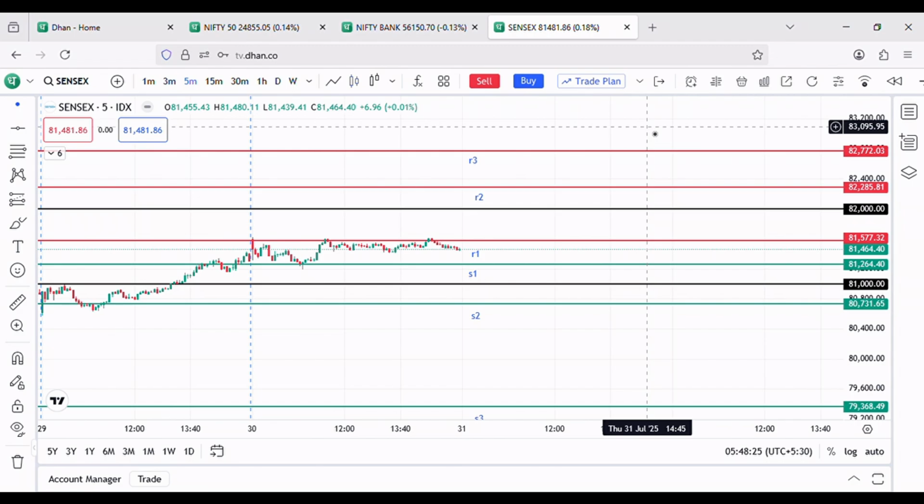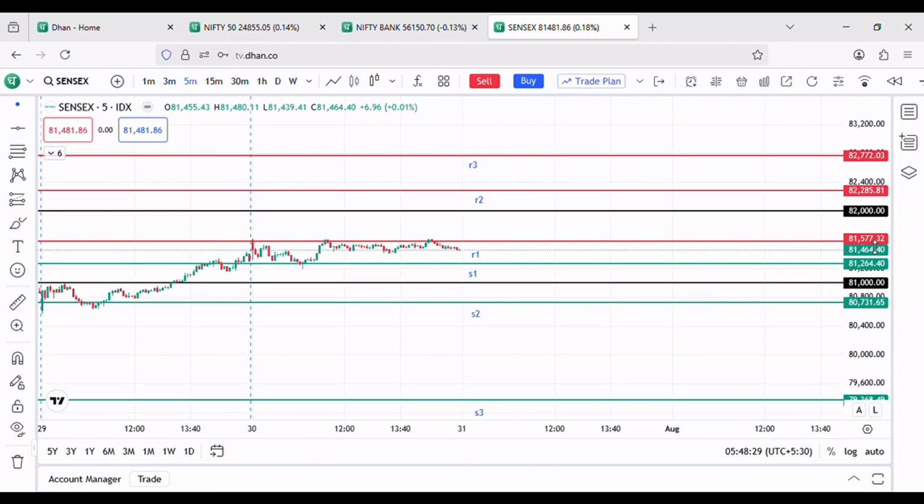Then the post analysis will also be posted today. There we can see how our support and resistance lines have acted and how the important round number lines have performed today.